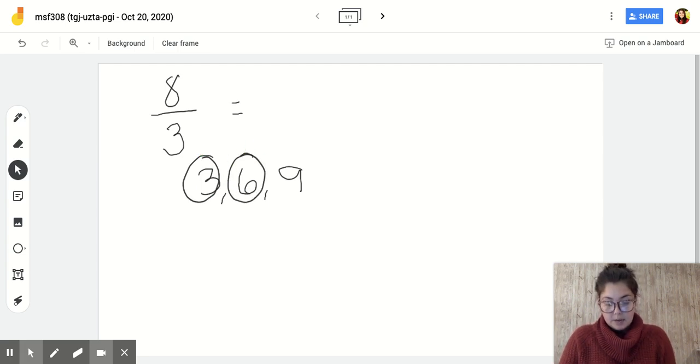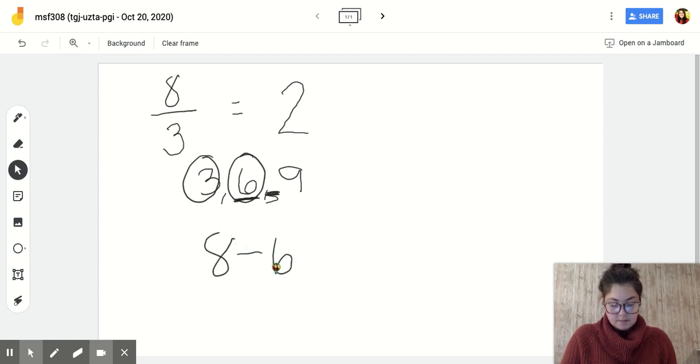So 3 goes into 8 2 times. 2 is my whole number of my mixed number. And I know from here that my biggest multiple that I could fit into 8 was 6. So I have to figure out what was left over. What didn't I get to use in between here? So I do 8 minus 6, which equals 2.